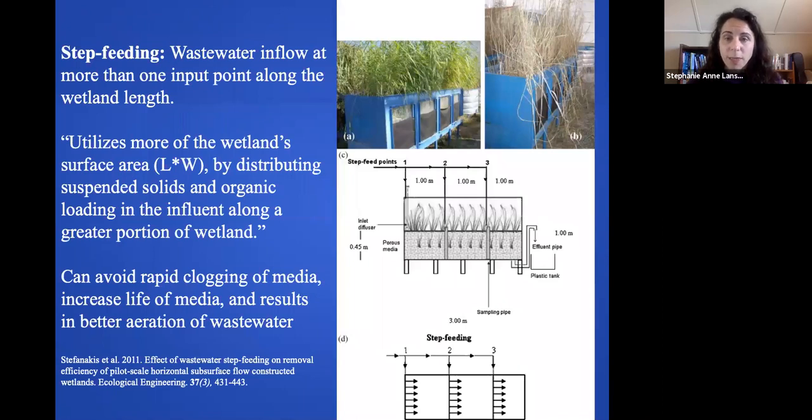You can actually step feed these systems. So your wastewater inflow can be at more than one point. Here we have a step feeding system where wastewater is coming in here, also coming in here, and also coming in here. That way we can get a more uniform flow as we go through and utilize more of the surface area, the length times the width, by spreading it along a greater portion of the wetland. Instead of just having it come in at one input, you can have it come in at various steps, which can avoid clogging of the media and could give some better aeration.